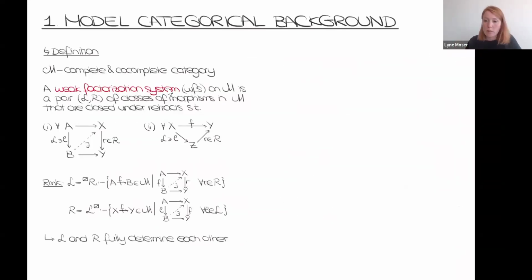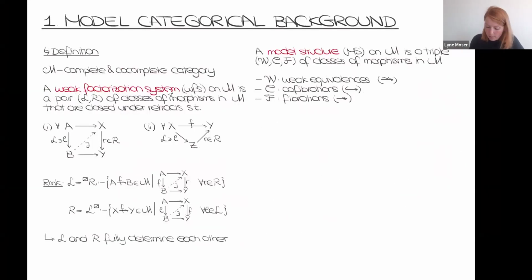Okay, so this was for a weak factorization system. And now I'd like to give the definition of a model structure. So a model structure is going to be, this time, a triple of classes of morphisms in M. As I said, we have this class of weak equivalences, which are the maps that we would like to invert at some point, and they are going to be denoted by W. But then we have two other classes, which are the cofibrations and the fibrations.